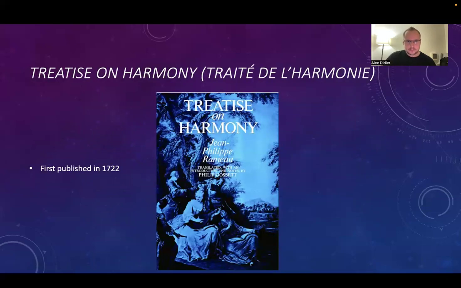His treatise on harmony, or Traité de l'harmonie in French, was first published in 1722. And this is the version that I have here, as you can see on the screen, translated with an introduction and notes by Philip Gossett.